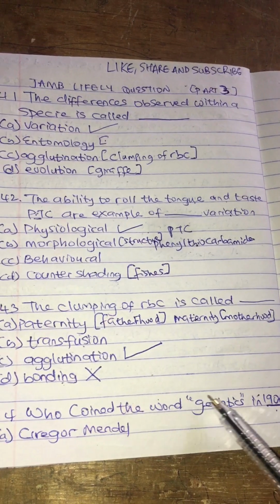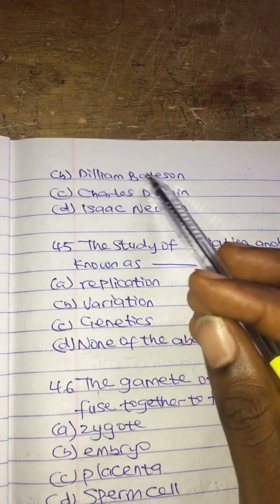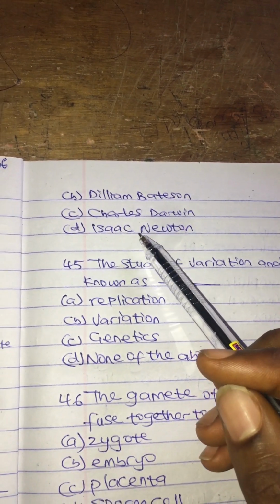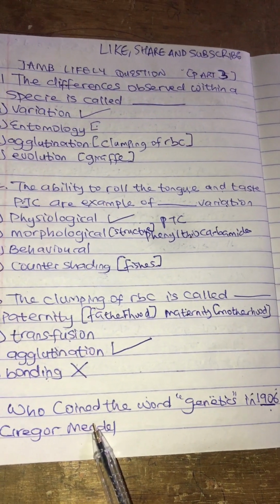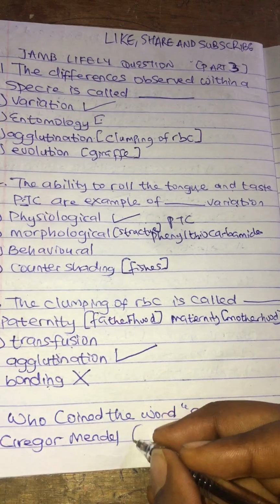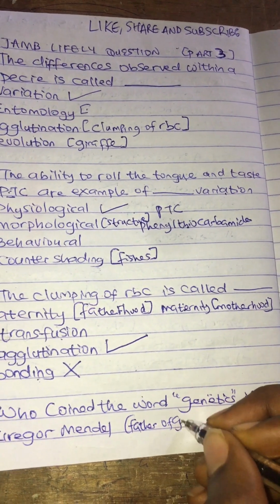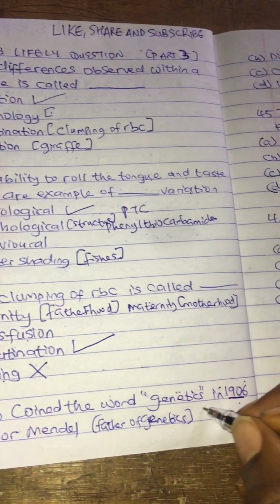So who coined the word genetics in 1906? A, Gregor Mendel. B, William Bateson. C, Charles Darwin. D, Isaac Newton. I know some of you want to go for Gregor Mendel because he's the father of genetics. No, Gregor Mendel is the father of genetics, but he is not the one that coined the word genetics. So that means Gregor Mendel is wrong.